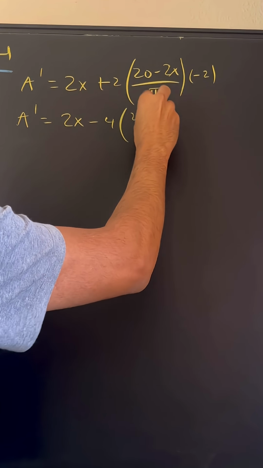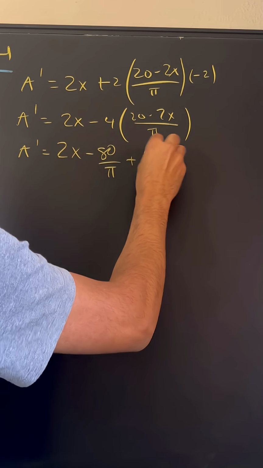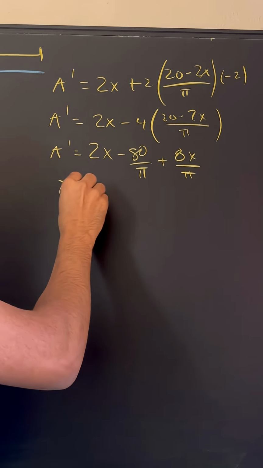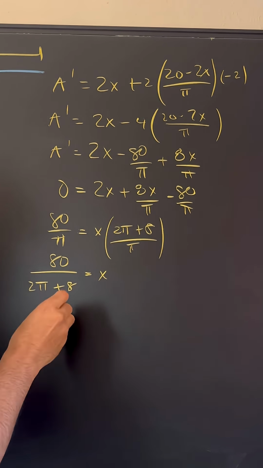Now I just want to remind you, when you're trying to simplify this, to be very mindful of your fractions. It's very easy to get lost in this. Now it's time to set this equal to 0 because that is where the maximum or the minimum is going to occur. And from there we do some simplifying and we found the value of x, which is going to give us the dimensions for the square.